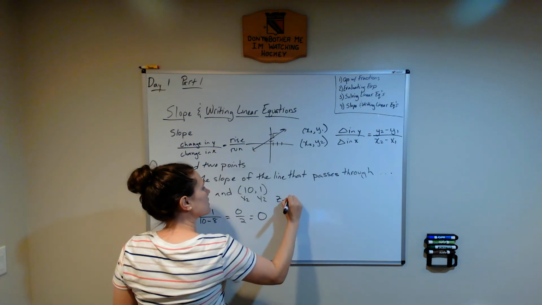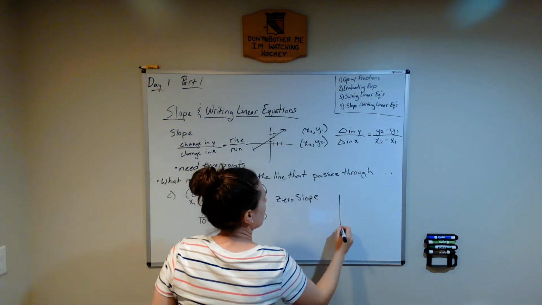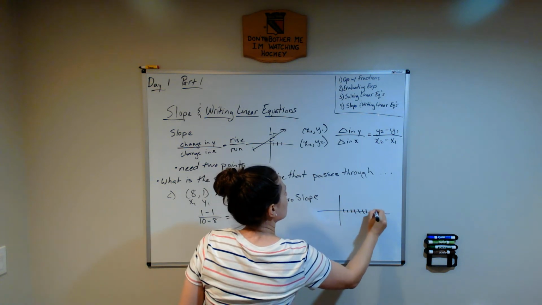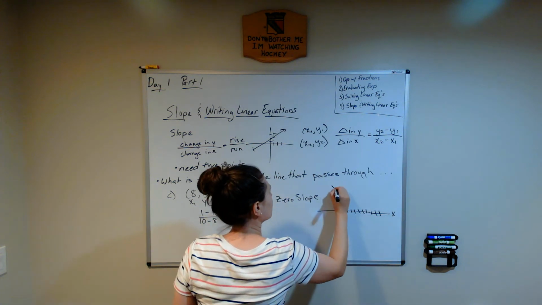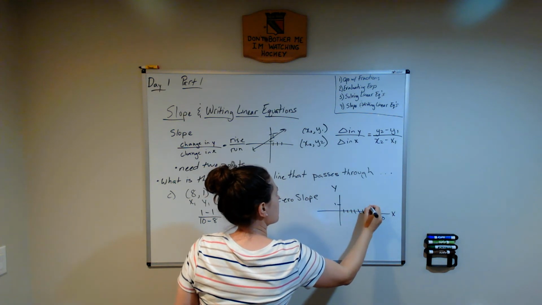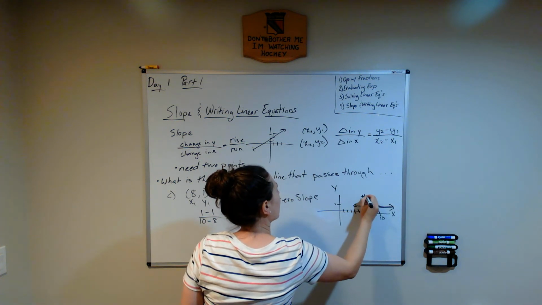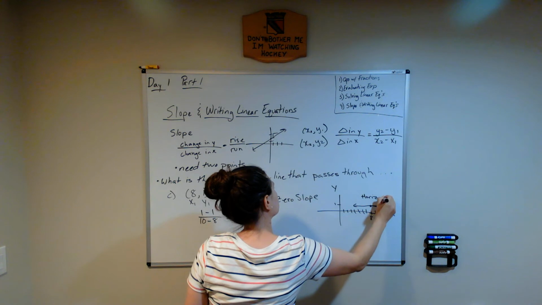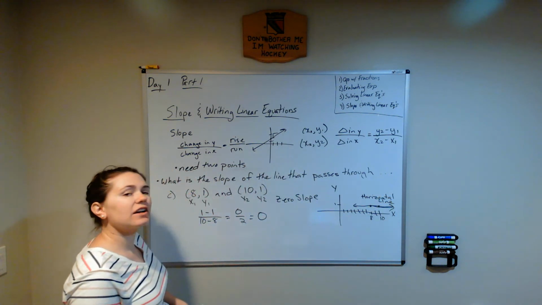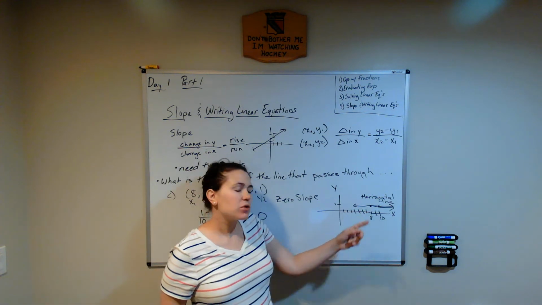This is called a 0 slope. If I was to graph these 2 points, okay, 2, 3, 4, 5, 6, 7, 8, 9, 10. Okay, that's the x-axis, that's the y-axis. This is a horizontal line. Okay, it's a special kind of line. It's a horizontal line. It has no slope to it, has no tilt.